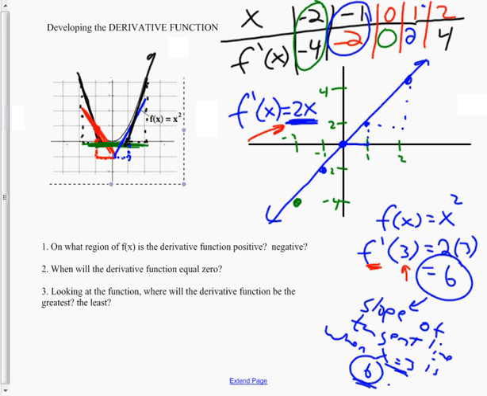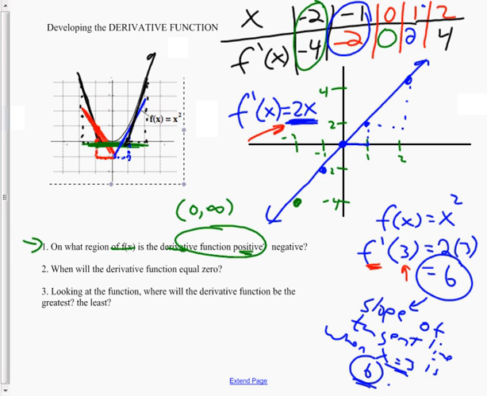All right, and that we did all by inspecting the slopes of the tangent line. The next three questions, now we're doing some separate questions. On what region of f of x is the derivative function positive? Well, when is the derivative function positive? The derivative function is positive when, like we looked at in that original applet that had the sliding tangent line, the function is increasing. And in this case, it's going to be from 0 to infinity.